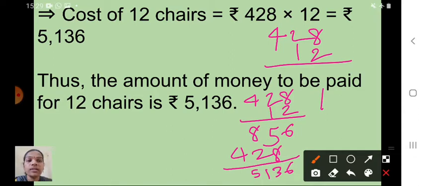Okay, so children, from next sum onwards, I am not going to show this multiplication. You have to do it by yourself. Only division, how we have to do that, I will teach you. I hope this one is very easy. Already you did it many times in your 5th standard, isn't it children? So this multiplication also you have to write in your notebook. I hope you understood this one.